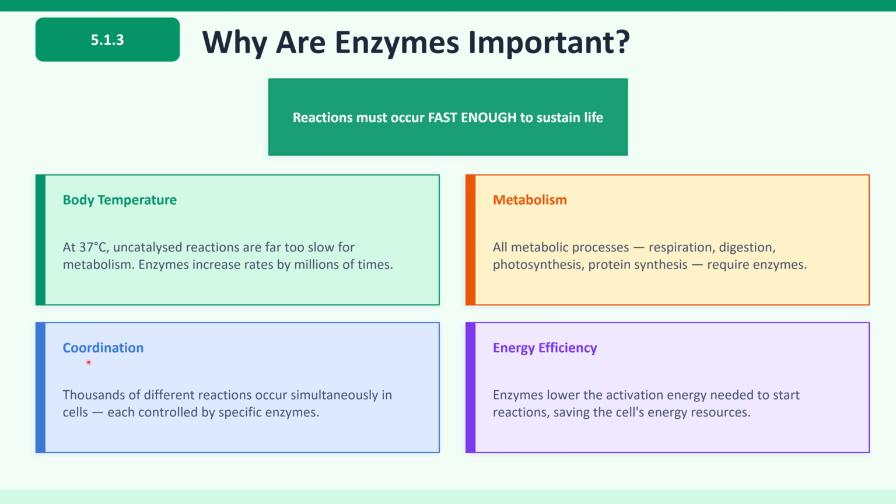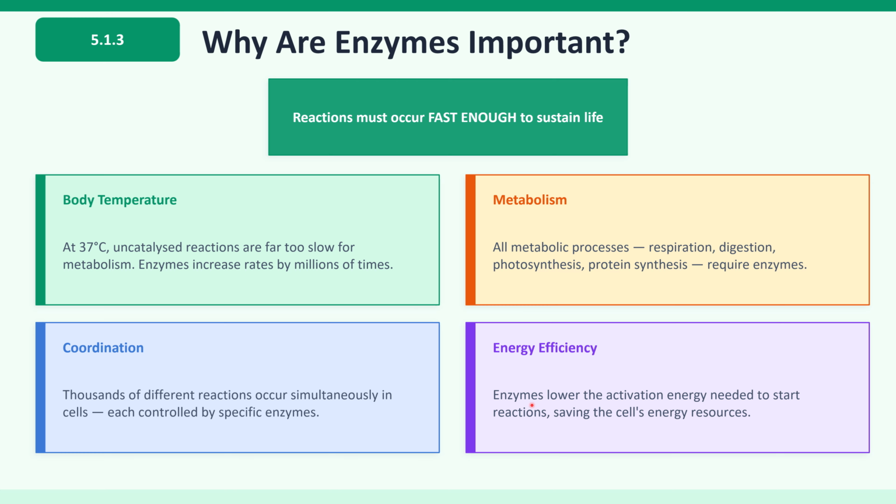Now think about coordination. Thousands of different reactions occur simultaneously in cells, each controlled by specific enzymes. Inside just one of our cells, thousands of different reactions are happening at the same time. How does the cell keep them organized? Of course, because enzymes are specific, each reaction is controlled by its own enzyme. This allows the cell to coordinate complex processes without everything turning into a chemical mess.